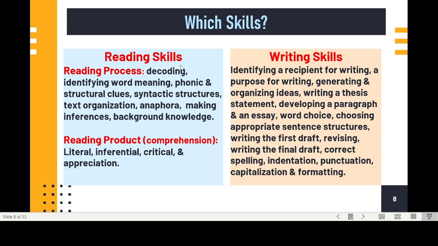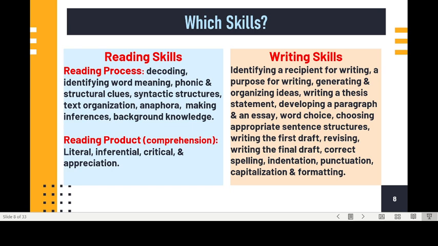Now, under reading skills, we have two major sub-skills, the reading process and the reading product. Reading process means what mental processes go on in our mind while we are reading.